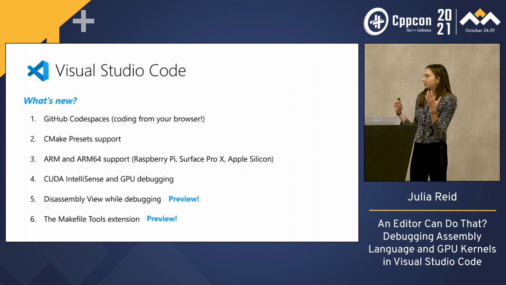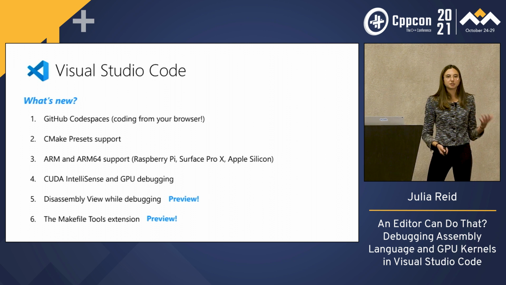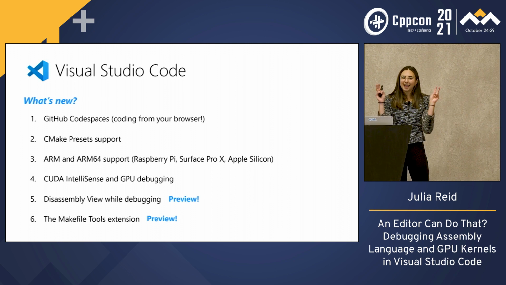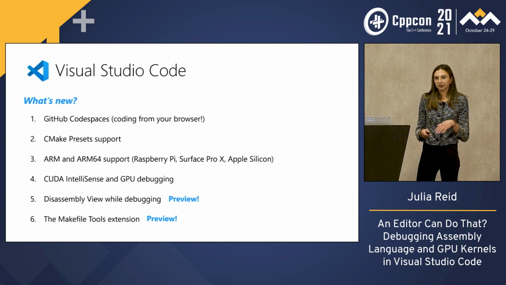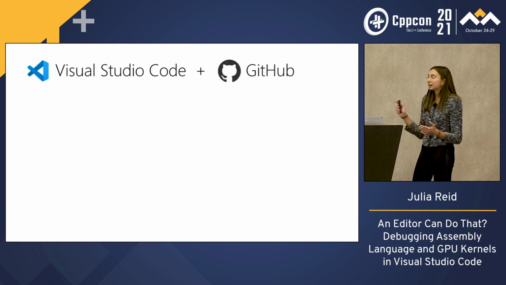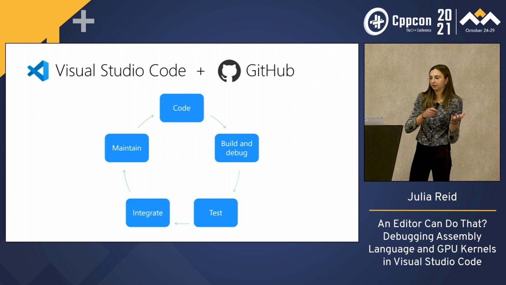So building and debugging CMake projects, disassembly view, GPU debugging, that's all pretty hardcore for a so-called editor, right? Well, I talked to a lot of people, and they just use Visual Studio Code for editing files, but you can do so much more with it, especially when you combine it with GitHub. So today I'm going to show you how when you combine VS Code and GitHub, you have everything you need for each step of your development workflow.